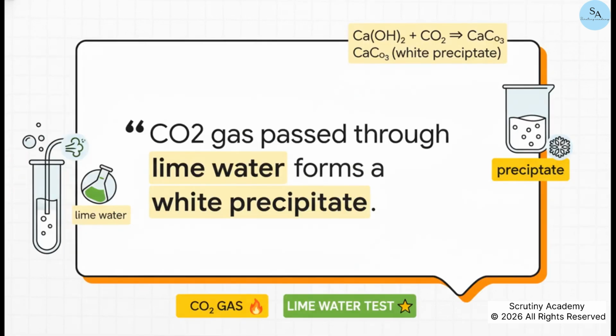If there is one single line you have to remember from this entire explainer, it is this. This is the golden line. CO₂ gas gives milky Limewater. Just learn this by heart.